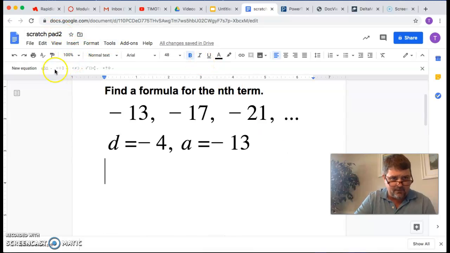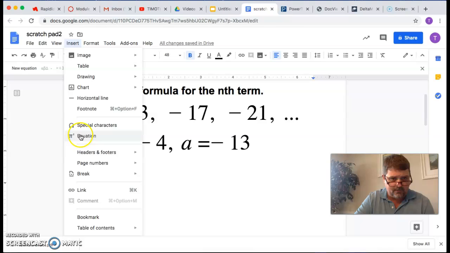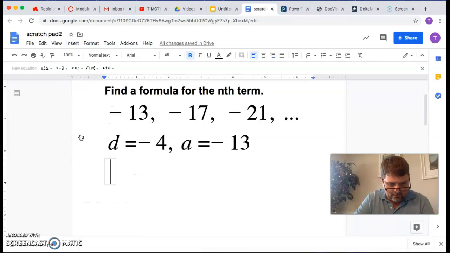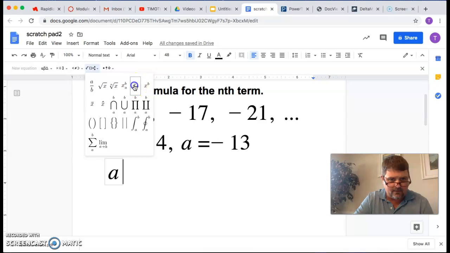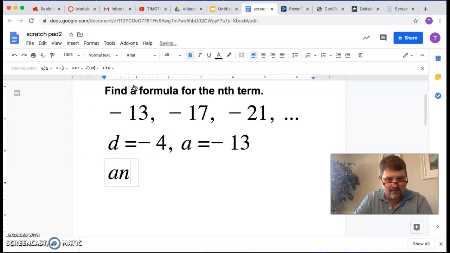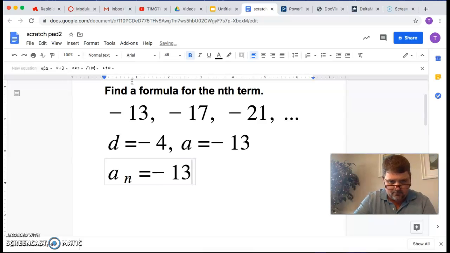So the nth term formula would be A. I do need that subscript notation here. I think it's going to be right there. A sub n. Oh, it didn't work. Yeah, there it goes. A sub n equals. All right, so we'd have negative 13 minus 4 times n minus 1.